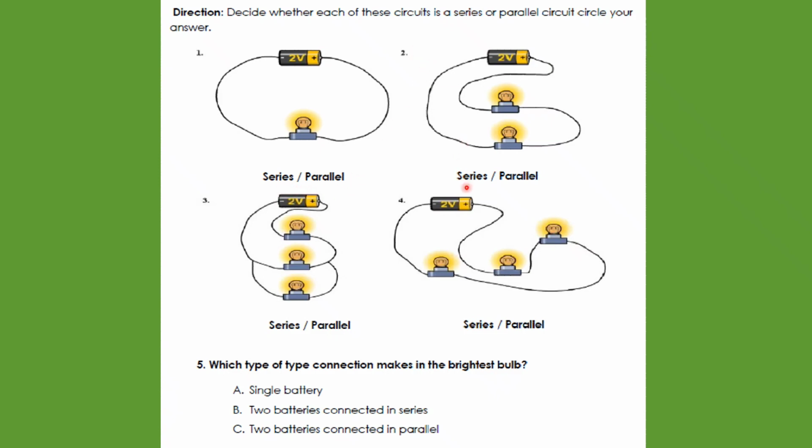For number two, the same: series or parallel? For number three, is it series or parallel? How about number four, is it series or parallel? And for number five, which type of connection makes the brightest bulb? This is in our last slide. Letter A, a single battery. Letter B, two batteries connected in series. Letter C, two batteries connected in parallel. Which one is brighter?